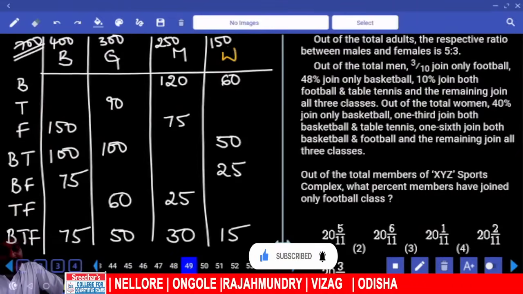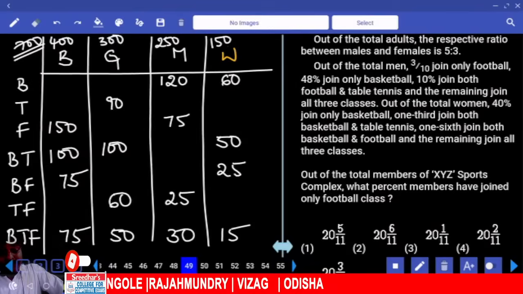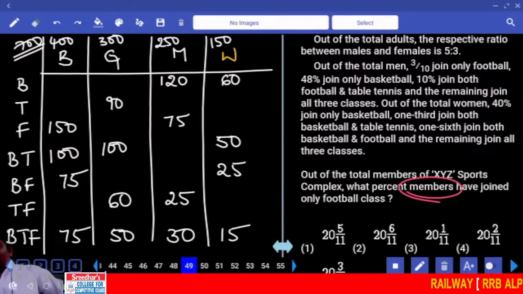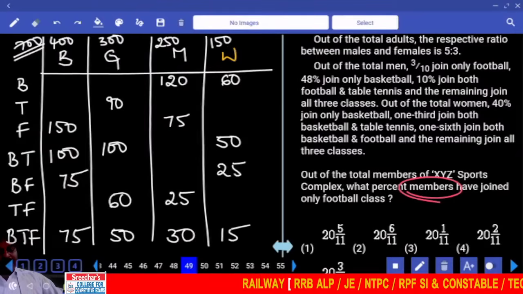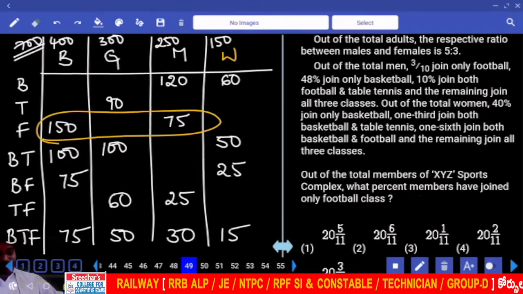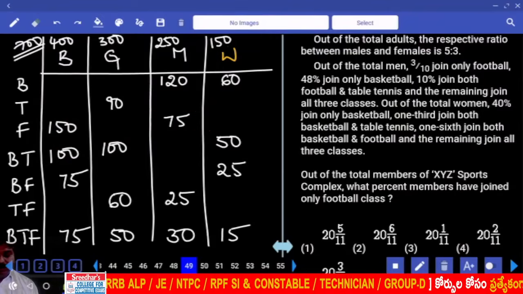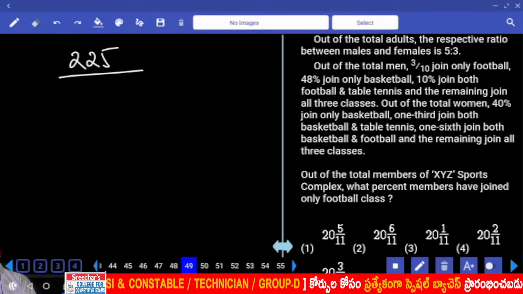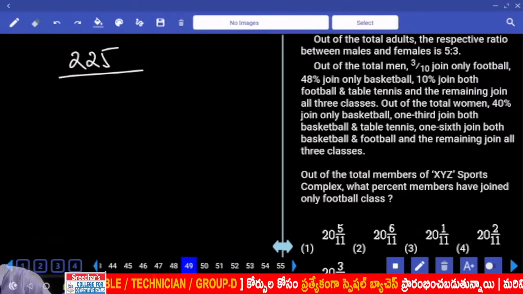Out of total members of XYZ sports complex, what percent of members have joined only football? Members means you need to consider adult, children, both male and female, who join only football. Only football. How many people? 225 people out of 1100. You need to convert into percentage, so you have to divide it by the 1% value.